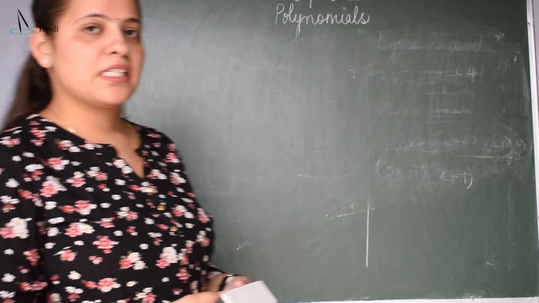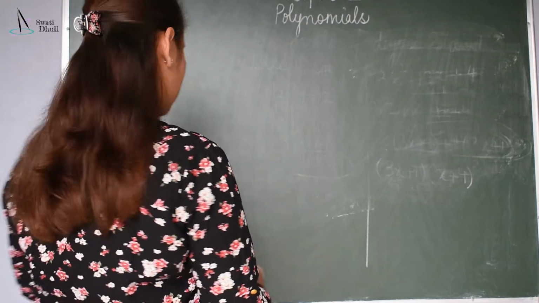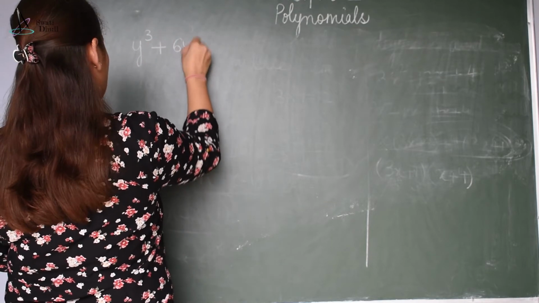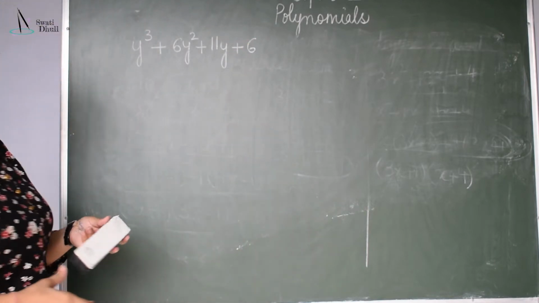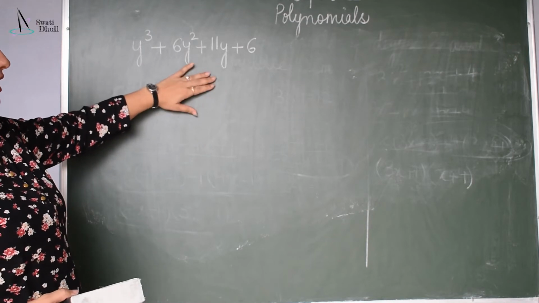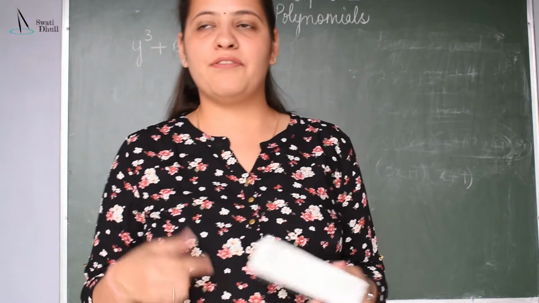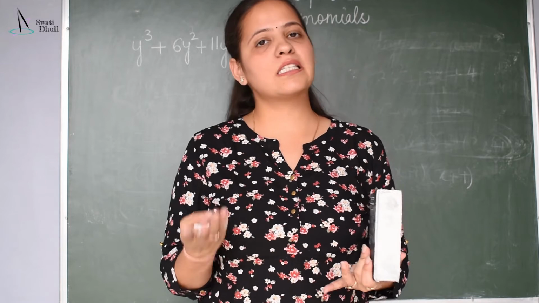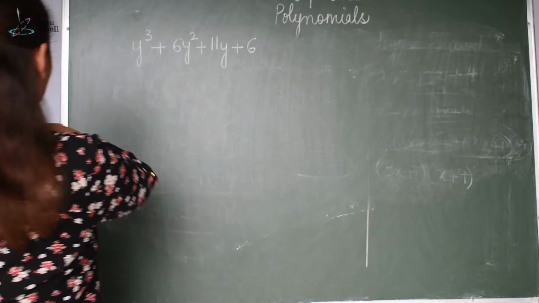Of degree 3, that means highest degree must be 3 and it is called a cubic polynomial. Let's take an example. y cube plus 6y square plus 11y plus 6. You have to move step by step. This is a cubic polynomial, that means degree is 3 here. So this polynomial must have 3 factors. If highest degree is 1, 1 factor. If highest degree is 2, 2 factors. Highest degree is 3, 3 factors. Highest degree is 4, that means 4 factors.